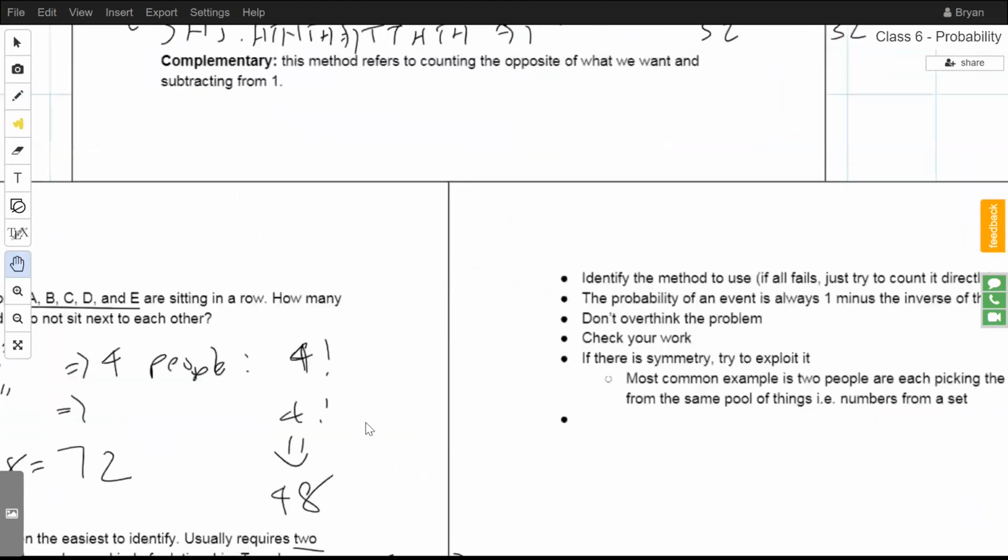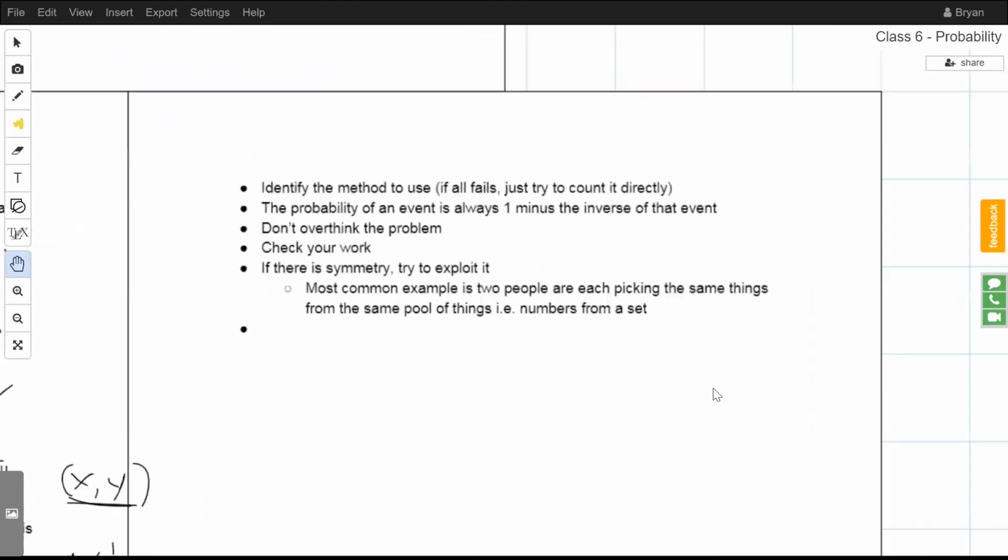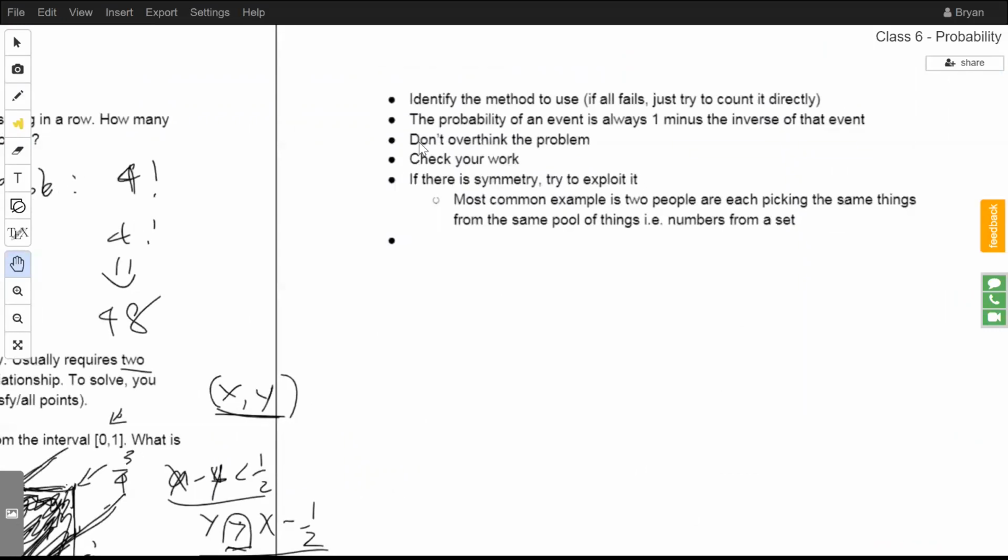Anyway, general tips. Identify the method that you want to use, and if you can't find it, then just try to count it directly. The probability of an event is always 1 minus the probability of the complement of that event. This is just complementary counting. Don't overthink it, but also check your work. You can also exploit symmetry, which I'll go over later. The most common case is when you have two people picking the same things from the same pool of things.